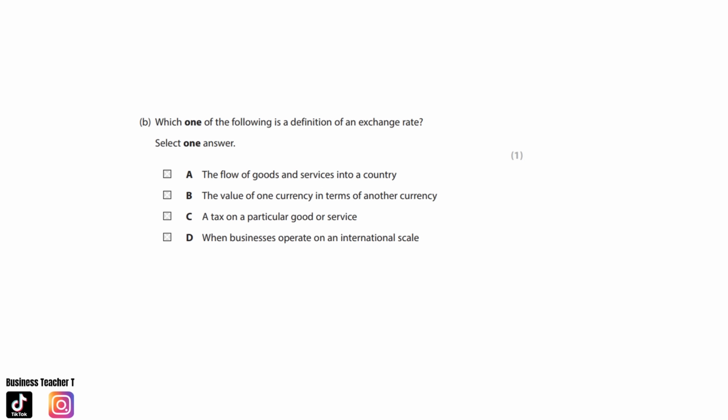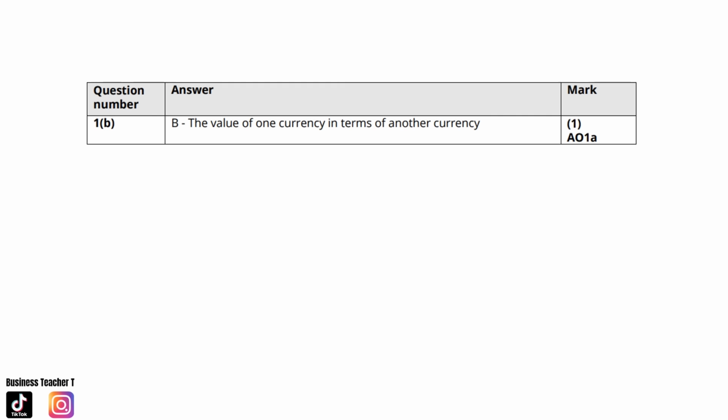Next question. Which one of the following is a definition of an exchange rate? The flow of goods and services into a country, the value of one currency in terms of another currency, a tax on a particular good or service, when businesses operate on an international scale. And the answer is B, the value of one currency in terms of another currency.